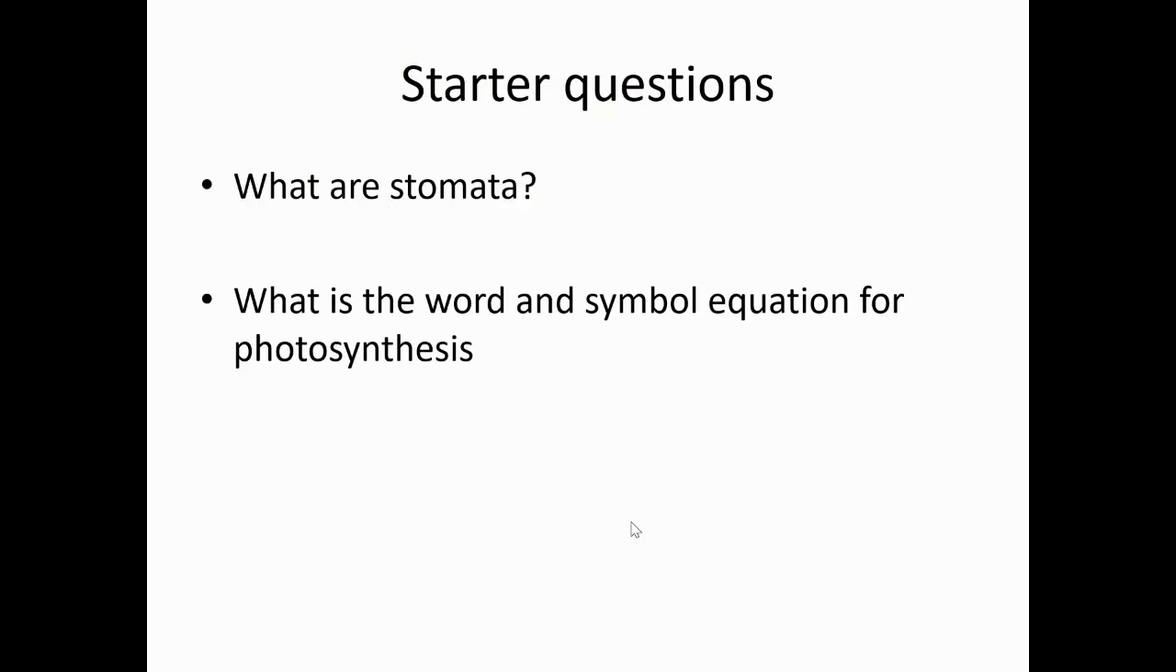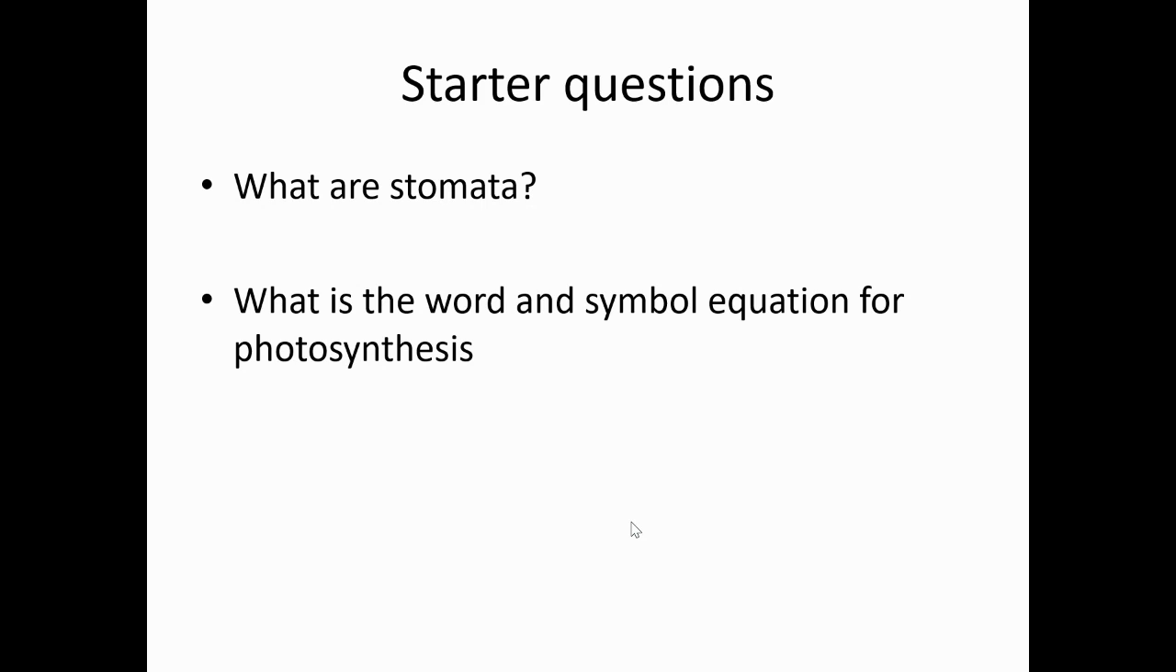Your starter is, what are stomata? You don't have to write these down, just maybe think of a quick answer in your head. How could you describe what stomata were? And what is the word and symbol equation for photosynthesis? So again, if you've got a scrap piece of paper available, might be worth jotting these down. Otherwise, don't worry too much, but see if you can think of what the reactants and products for these are. Please pause the video. When we come back, we'll go through the answers.